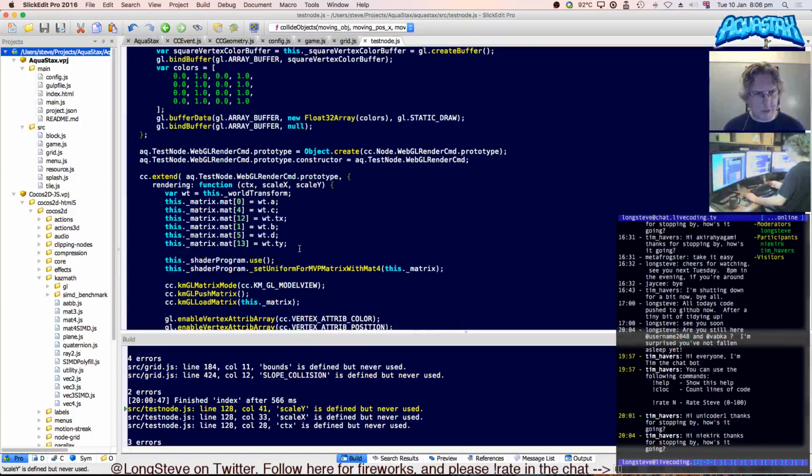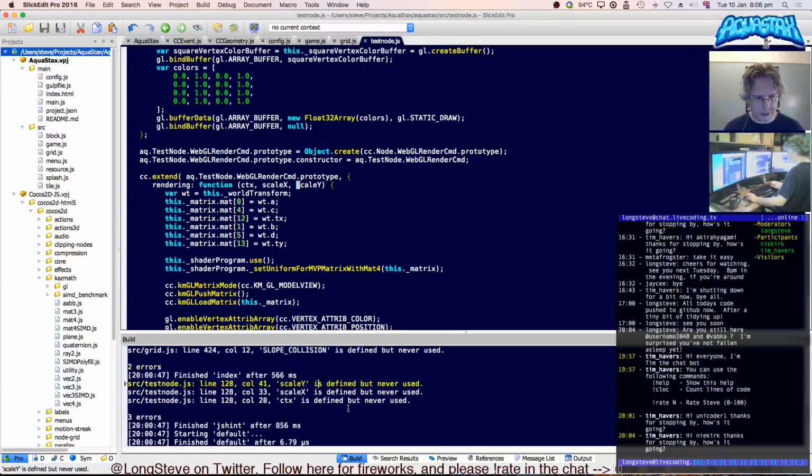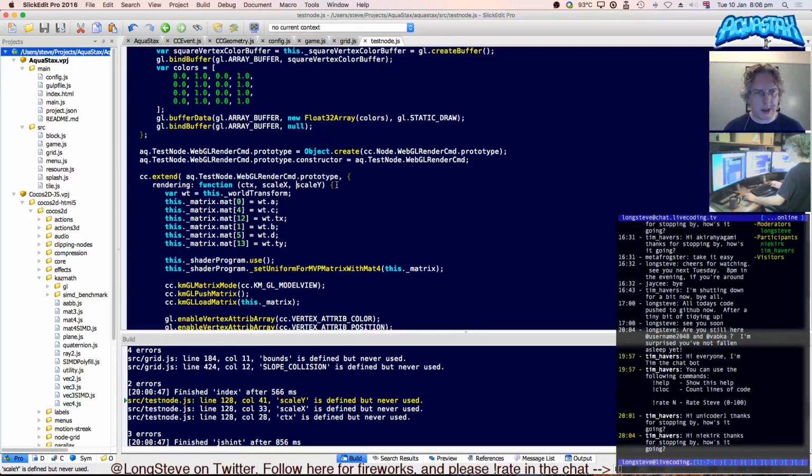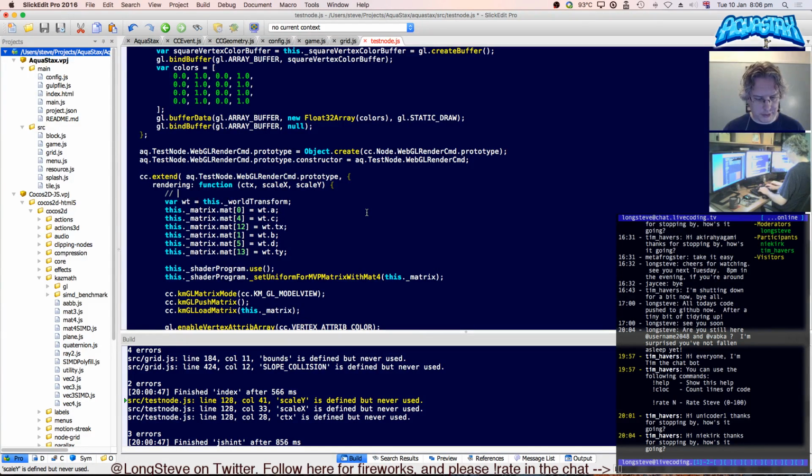Then we have scale x and y is defined but never used. This is in my test node code. Now I don't really need to use this anymore. In fact, I don't even want it in my project, although I don't want to remove it from source control. I want to leave it in there because it was useful and it might be used in the future. How do you tell JS hint to ignore? I think it's JS hint unused. Unused true? It could be unused true or unused false. I'm not sure which. Let's save that and see what happens.